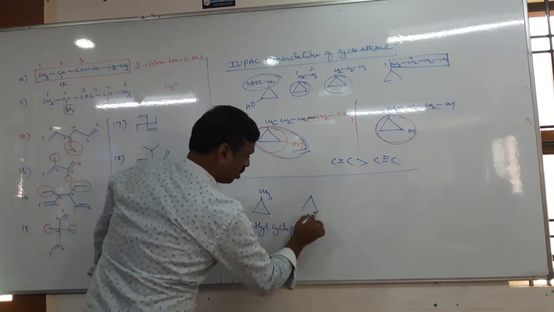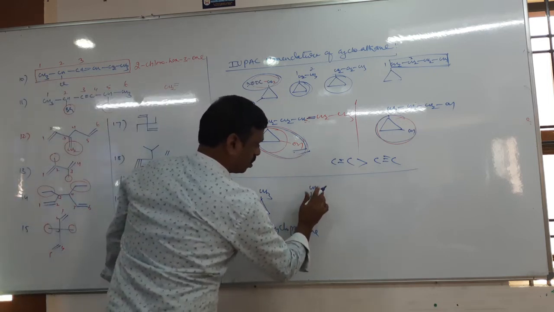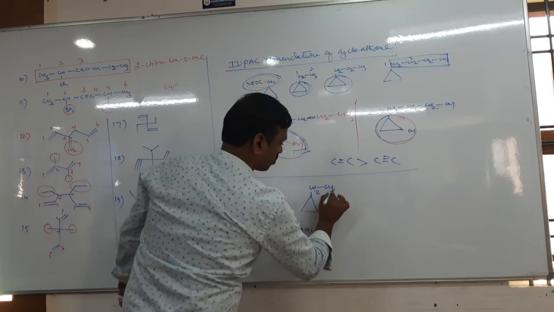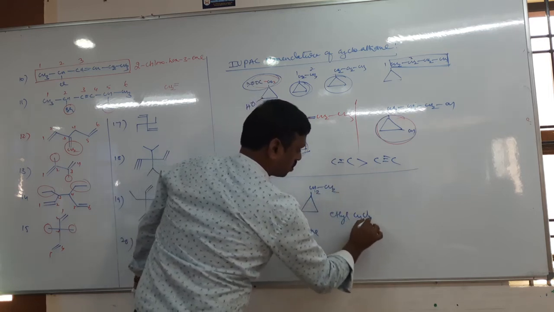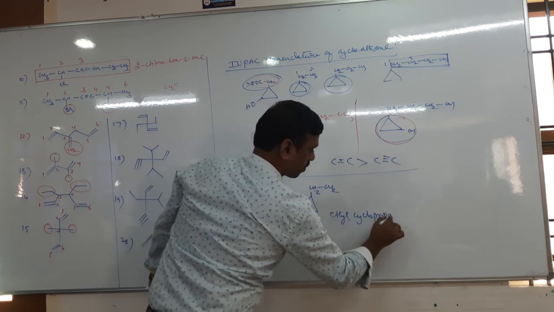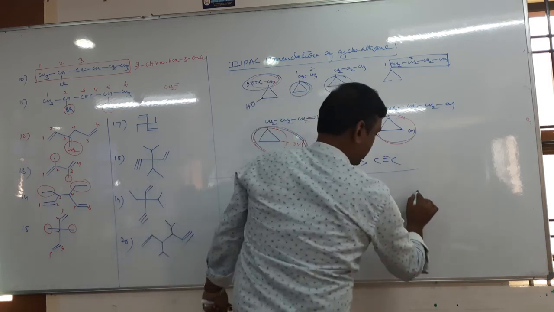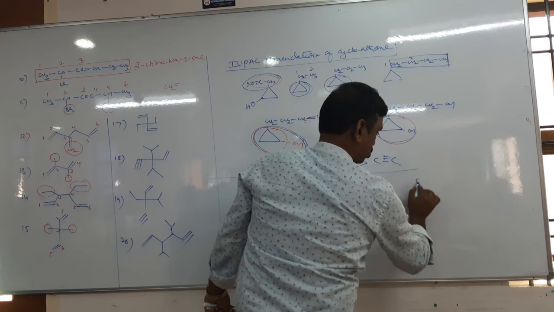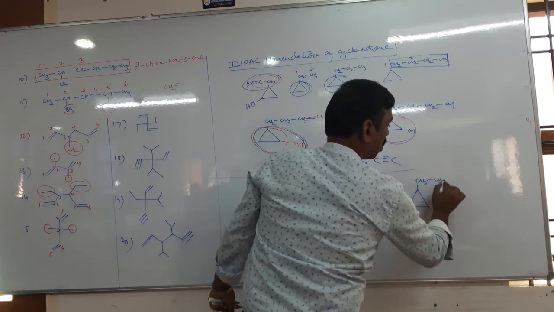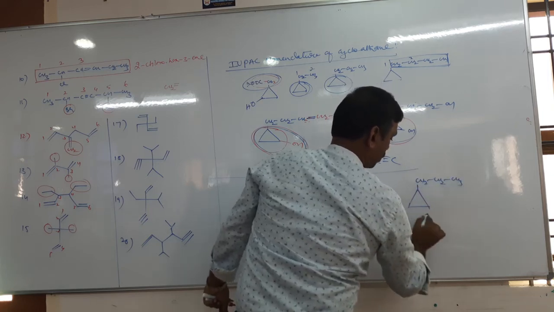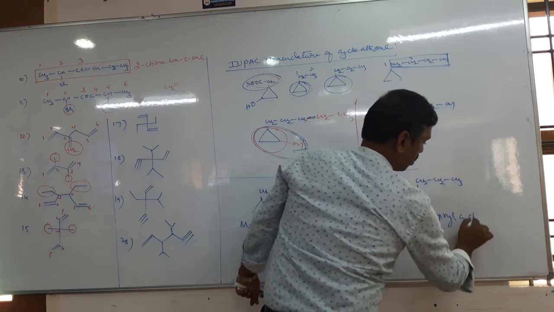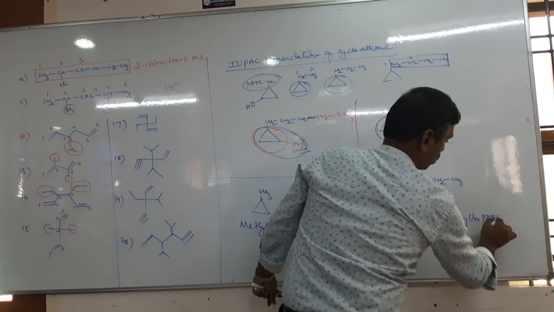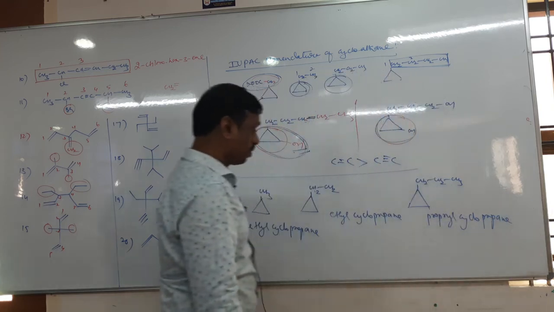Next, if the side chain has 2 carbon atoms, it is ethyl cyclopropane. If the side chain has 3 carbon atoms, it is propyl cyclopropane.